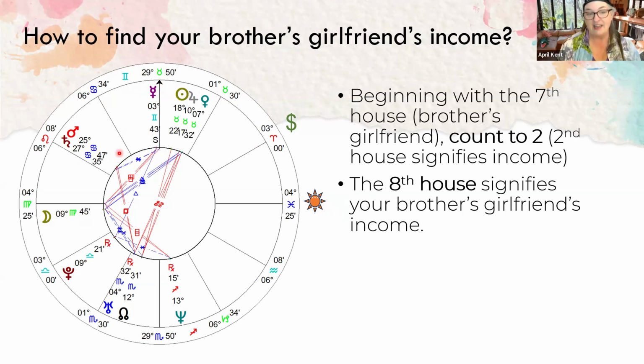So anyway, it's just to show you a way you can drill down just a little bit more and get more messages about this person. If you're wondering, is she just after my brother for his money? I would doubt it. You know, Mars and Saturn in Cancer usually will save a bit. So anyway.